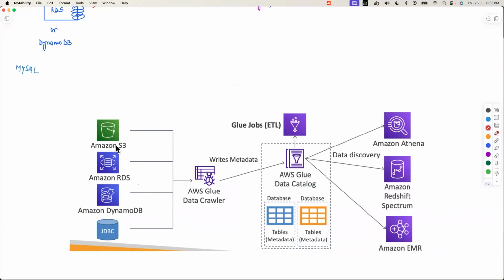Various types of resources, just like we were talking about DynamoDB, RDS, S3. These are basically your data sources which you can leverage. Now there is one thing known as the AWS Glue data crawler, right? This is responsible for writing the metadata to the Glue data catalog.